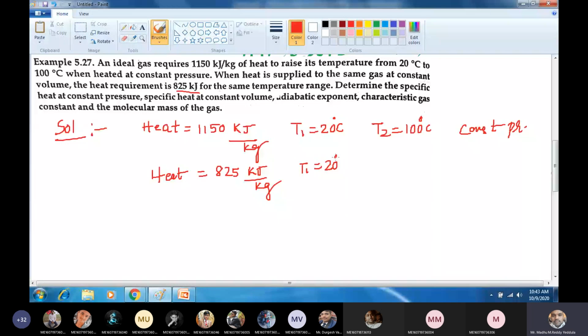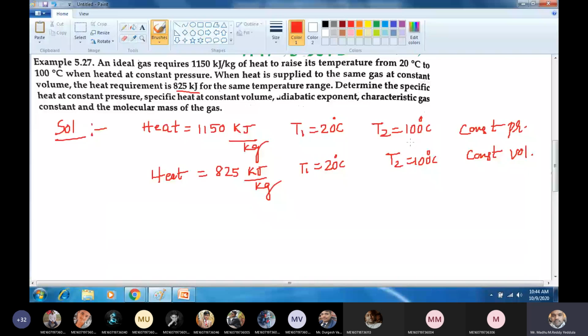T1 is equal to 20 degrees centigrade, T2 is equal to 100 degrees centigrade, but the process is taking place at constant volume. So what he is asking is to determine the specific heat at constant pressure, constant volume, adiabatic exponent, etc. Now tell me how to solve this problem. Can anyone please respond?